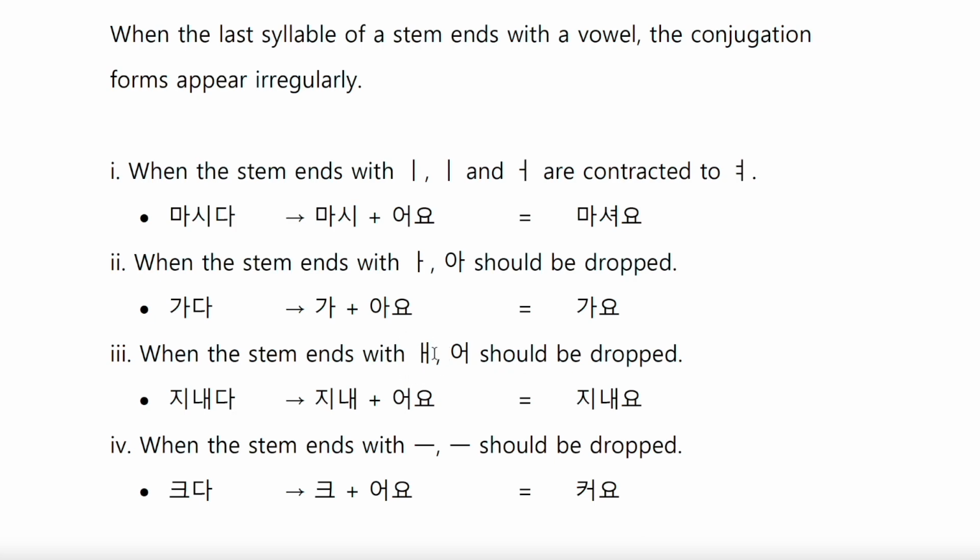When the stem ends with 에, then 어 should be dropped. It's not either 아 or 오. So 지내다, 지내어요. 그렇죠? 지내어요. It sounds redundant. 그래서 지내요. 그래요. 예, 지내요.